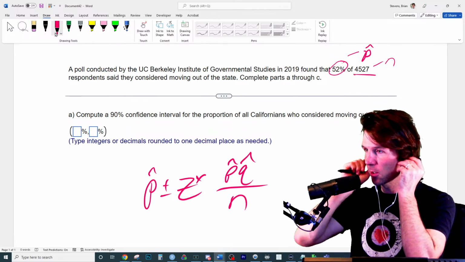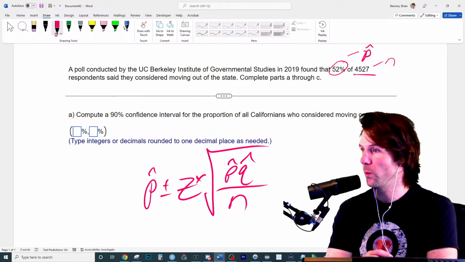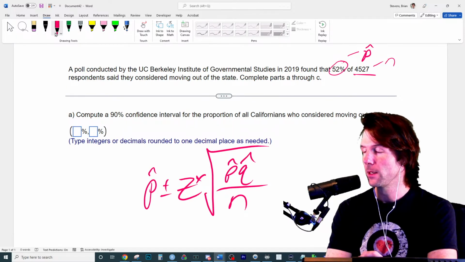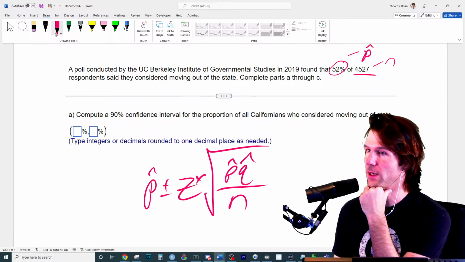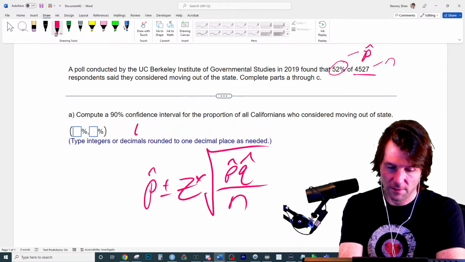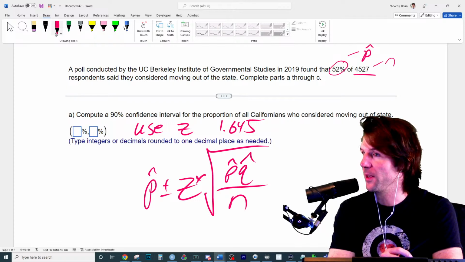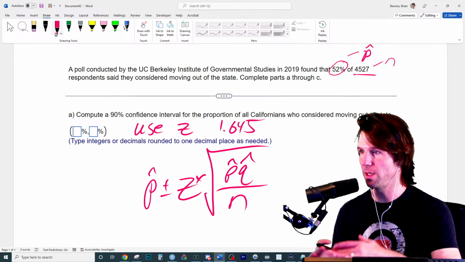So what is one thing we're currently missing? Square root. Forgot my square root. What is one thing we are currently missing? I'll talk about that in a second. Good question. Z star is the critical level for a 90% confidence level. Tests will say use Z 1.645. I'll show you how to get that in a moment too. It is the Z score for a 90% confidence level, the critical level at which we cover 90% of the curve.